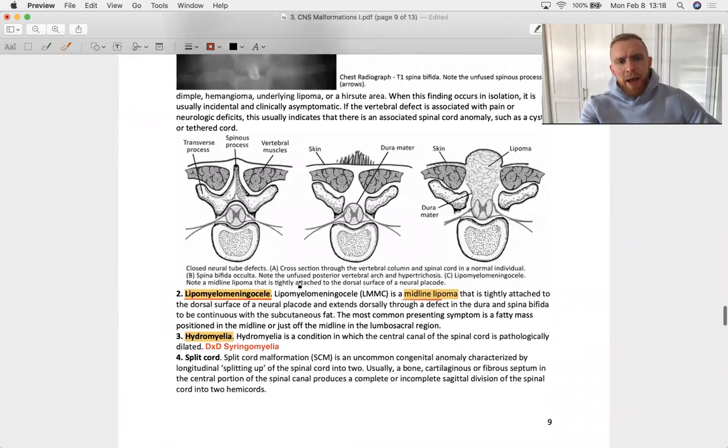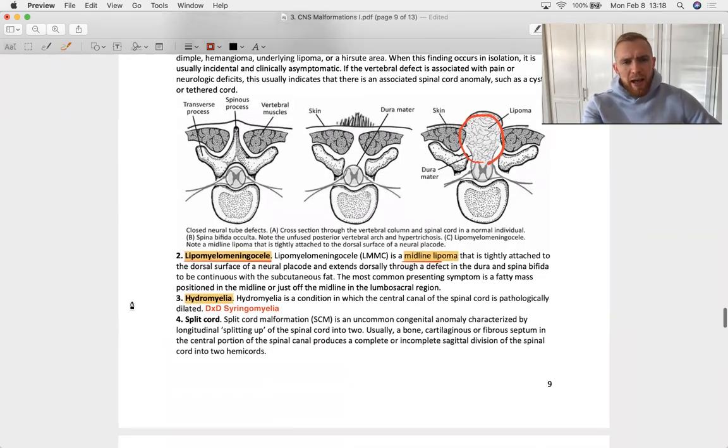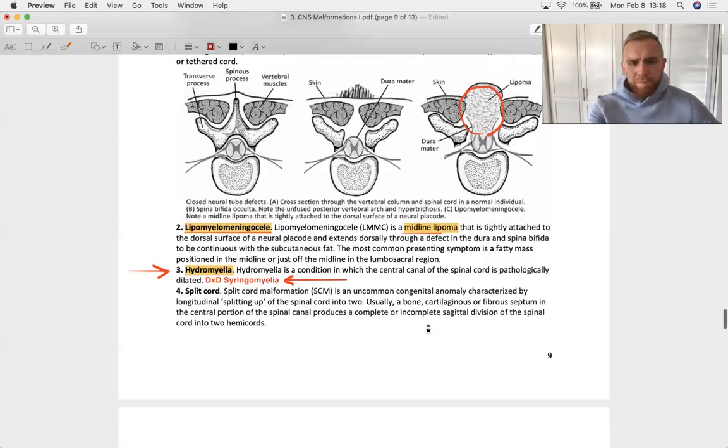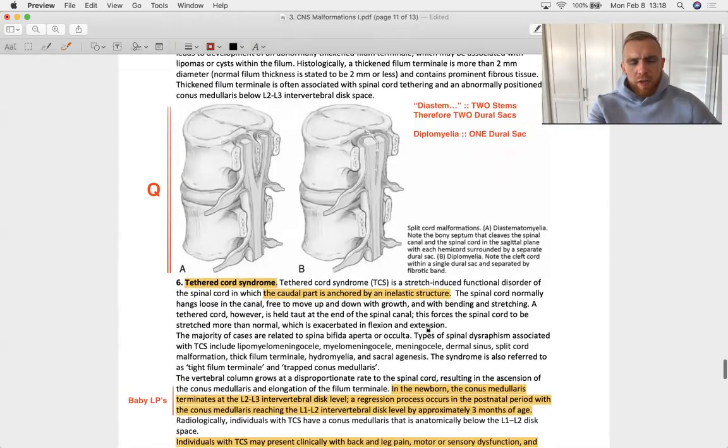There's a lipomyelomeningocele, which is literally like a lipoma. So that's not difficult. There's a hydromyelia, and they'll never ask you about that. The only reason you would ever see hydromyelia on an exam is as a confounder or a distractor to try and confuse you between that and Syringomyelia. You got to know this, got to know this.